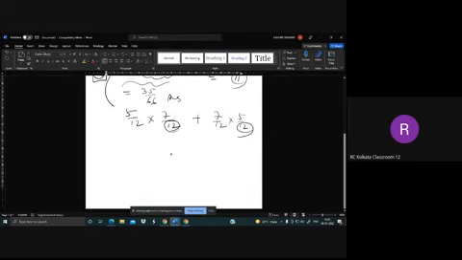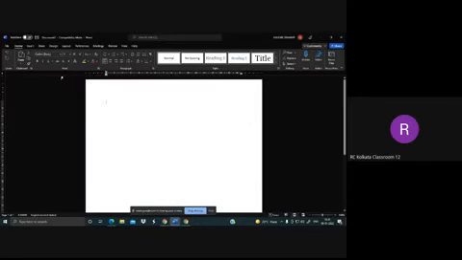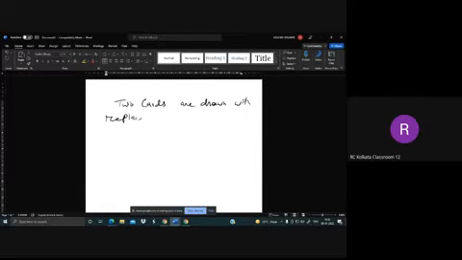So this will be your answer. Now next question, we will go: two cards are drawn with replacement from a full deck of 52 cards. Now what is the probability?